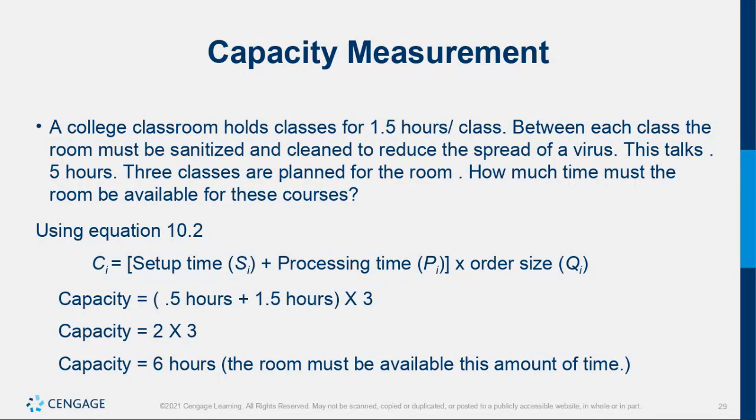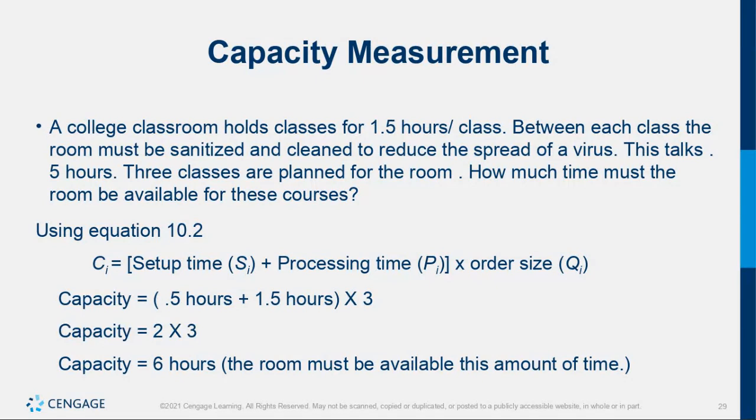And by the way, that's why the schedule for all the classes changed this semester. They had to build in setup time for all the classes so that when a class exits, the classroom can be set up, cleaned and sanitized for the next group coming in. That precipitated all the changes in the schedule. So 3 classes are planned for this specific room. Then the question is, what's the time capacity? How much time must the room be available for these courses?